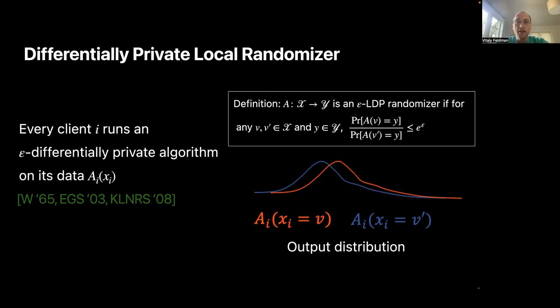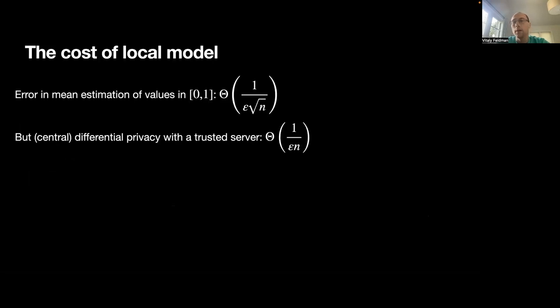So that's a very nice guarantee. Unfortunately, it has a price. For example, if we look at the best error that is achievable for the very simple data analysis task, such as a mean estimation of values between 0 and 1. Again, we think of each user as having just a value between 0 and 1, and we want to estimate the mean of these values.